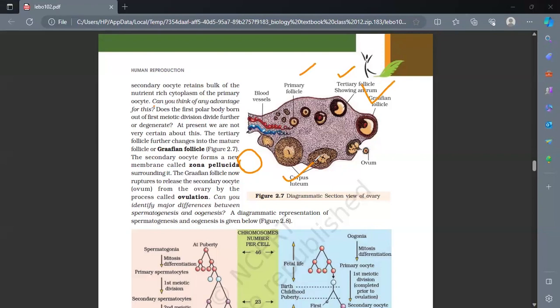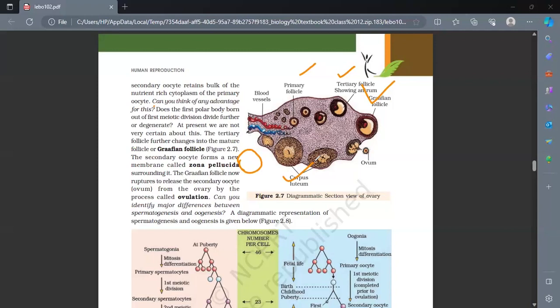It is the primary follicle, the tertiary follicle, the Graafian follicle that is helping the ovum to grow inside and to sustain life. So when we see the section of the ovary, we see the different follicles present in the different stages. And once the Graafian follicle stage is reached, we say that the follicle has completely matured, and then it erupts. It breaks up.